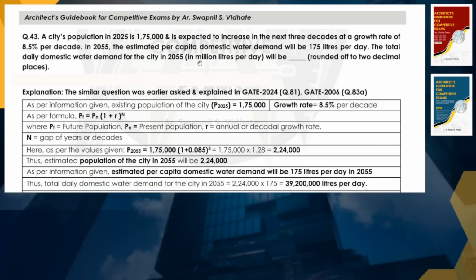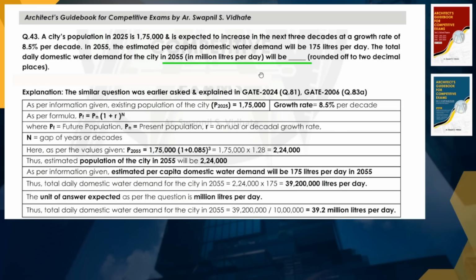Now, again coming back to the question, what they are asking is the total daily domestic water demand for the city in million liters per day, right? So you must understand the conversion, what is the value of 1 million, right? The unit of answer expected as per the question is million liters per day. So we will convert this figure into millions. So the total daily domestic water demand for the city in 2055 will be this figure divided by 10 lakh. So the figure will be 39.2 million liters per day. So you need to put this 39.2 in the final answer, right?